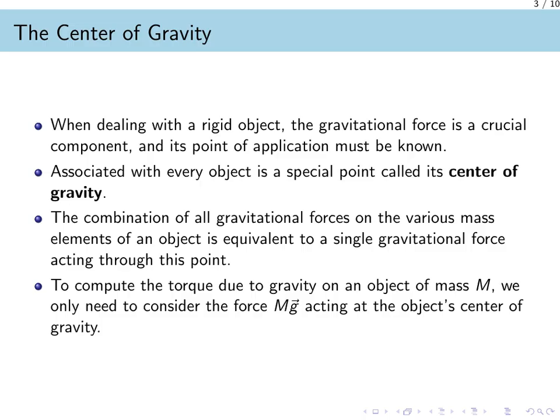For example, the point where you can balance a long object like a baseball bat on your finger is its center of gravity. By placing a single upward force there, you can counteract the weight of the entire bat. This concept is extremely useful for calculating torques. We can treat the total gravitational force, which is the object's mass, m, times the gravitational acceleration, g, as if it acts entirely at the center of gravity.